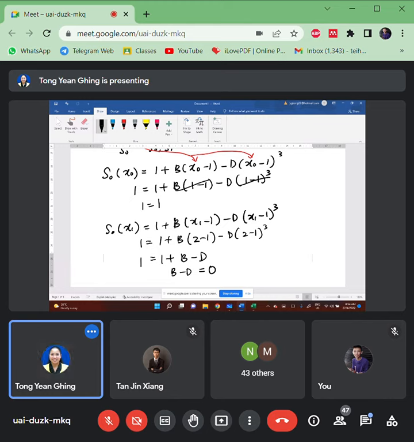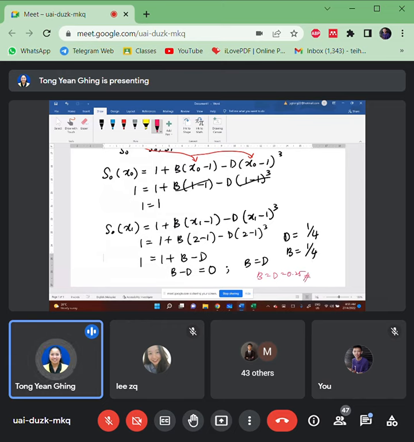Right? So that means B equal to D. Just now we already got the value of D, right? Just now D is 1 over 4, right? So now B is also 1 over 4. 0.25, that means. Let's check the answer. I check the answer first. Correct, Doctor, 0.25. So B equal to D equal to 0.25.